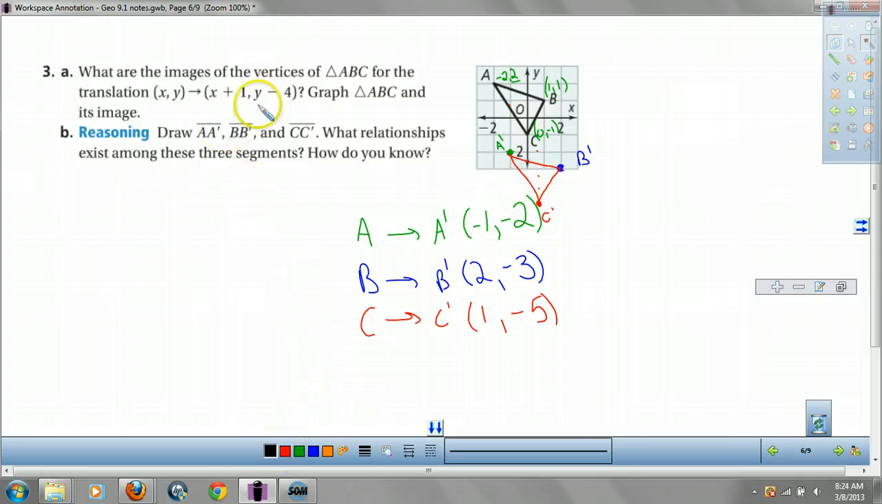Now they want us to draw A prime, B prime, C prime. What do we know about all those three segments? They are congruent, because in a translation, all your vectors that take one point to the other are congruent. They're the same direction and they are the same size.